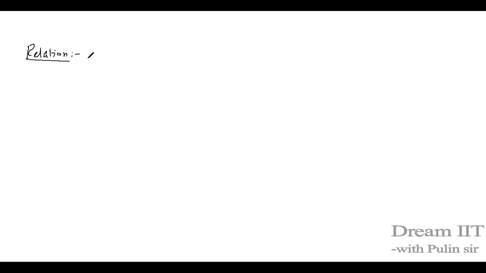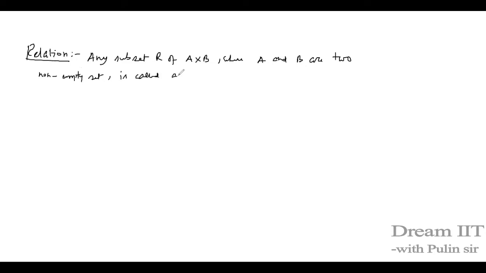So what was the definition? It is any subset R of A cross B, where A and B are two non-empty sets, is called a relation on A to B, right? That is, R is a subset of A cross B. This is what we got last day, right? So now we can have a note here.